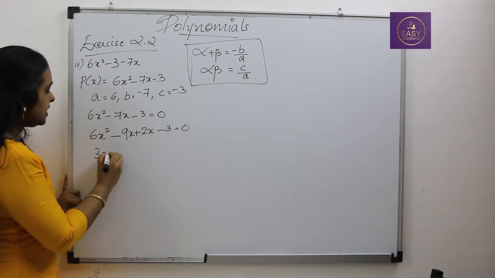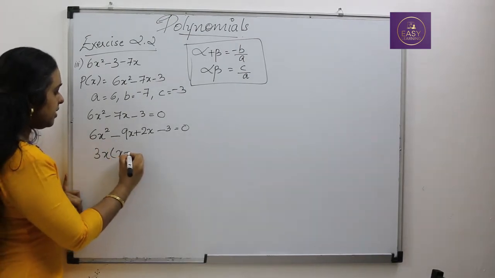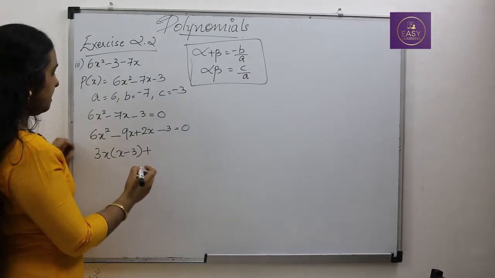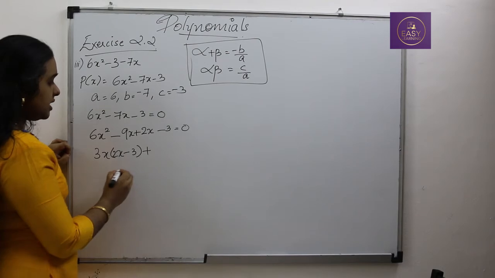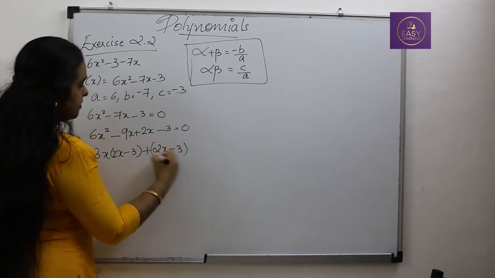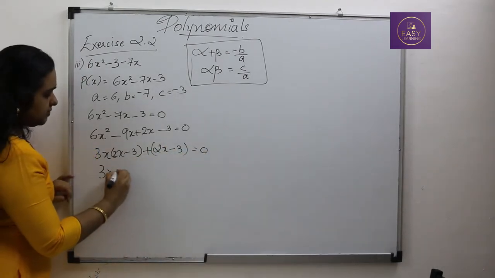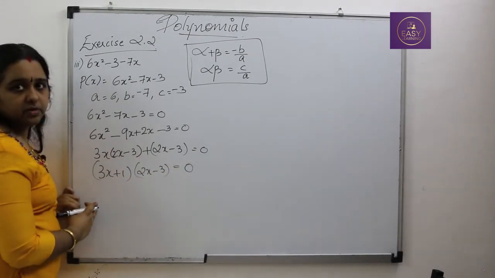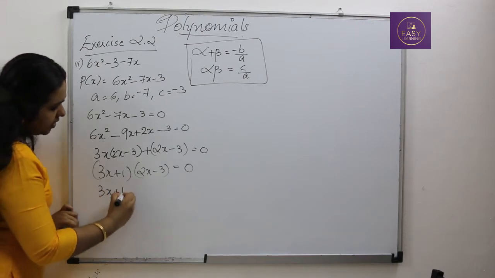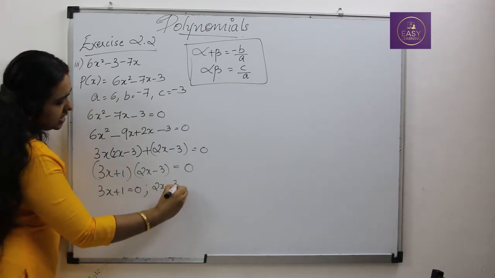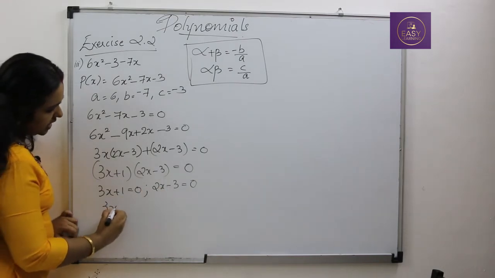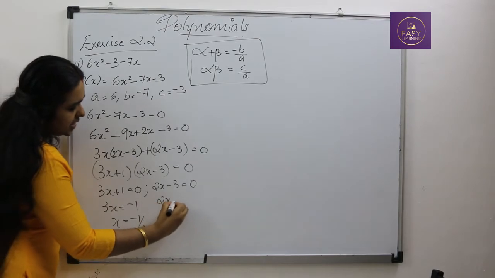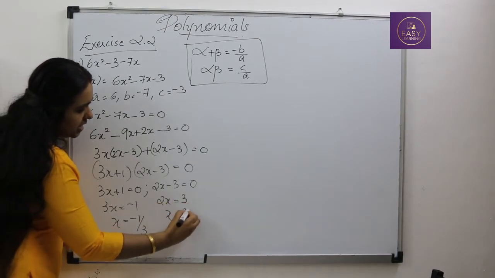Then we will take 3x as a common from these two. Then this will become 2x minus 3 plus 2x minus 3 equals 0. 3x plus 1 into 2x minus 3 equals 0. Okay, then 3x plus 1 equals 0 and 2x minus 3 is also equal to 0. Then this will become 3x equals minus 1 or x equals minus 1 by 3. Here 2x equals 3 and x equals 3 by 2.